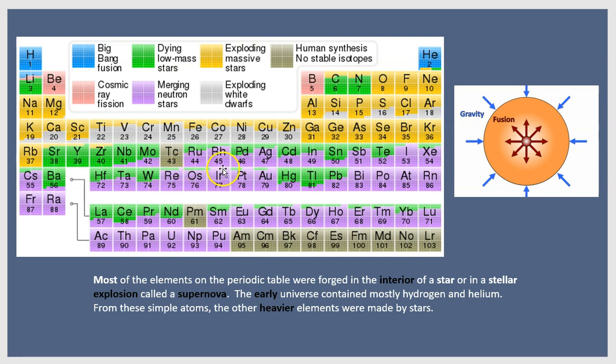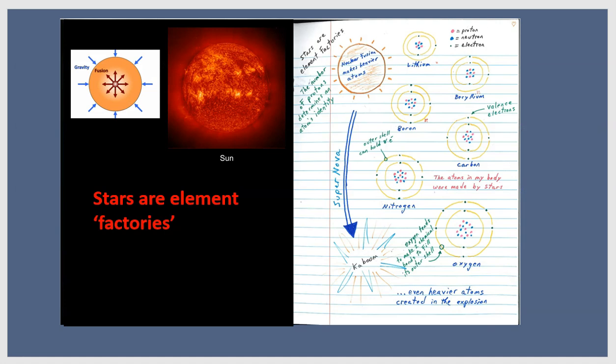So when we tell the story of the universe, it's a story in which in the beginning there was just hydrogen and helium, and then stars show up to make all of these other heavier elements, out of which future planets and living things will be made. So stars are element factories.